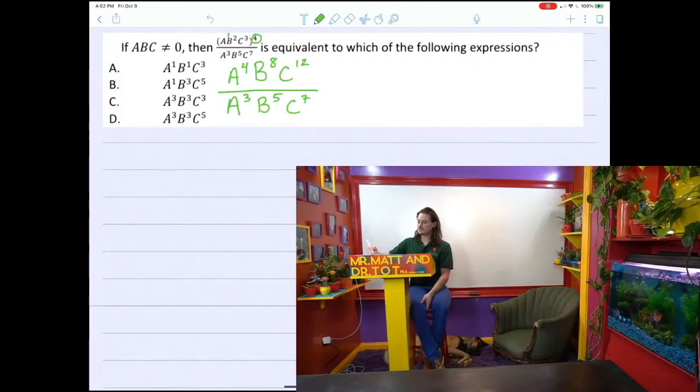So now these are equal to a to the 4 minus 3 power, b to the 8 minus 5 power, because we're dividing, c to the 12 minus 7 power. So this is exactly equivalent to a to the first power, b to the third power, c to the fifth power. And that's answer selection B.